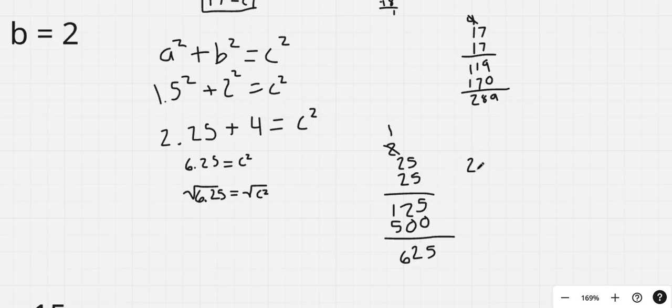So we're going to change that to 2.5 times 2.5, which would equal 6.25. So the square root of 6.25 is going to be 2.5, equals C. Great job, everybody.